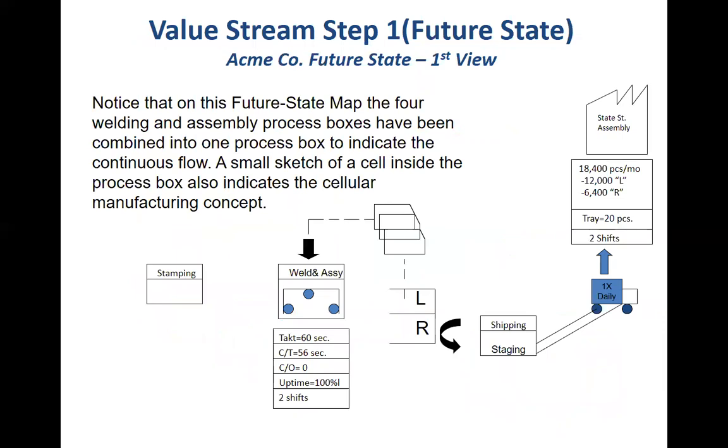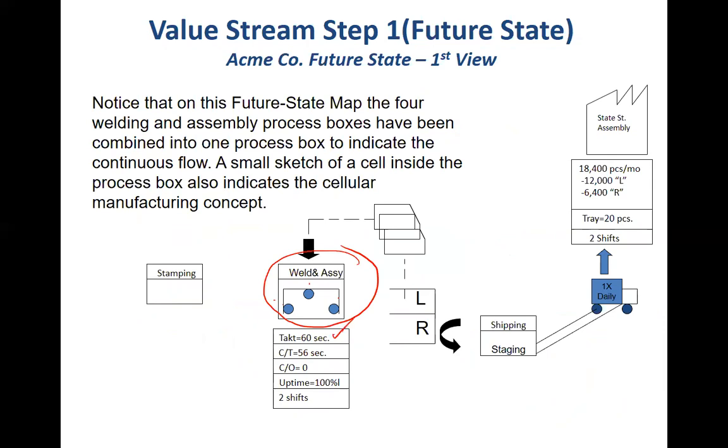So this is what we have done. This was the welding and assembly separately earlier. Now we have one single cellular structure where we have three different workers involved, and each of them is basically working on welding assembly, and then finally assembly. So all three of them are involved here. The takt time was 60 seconds.